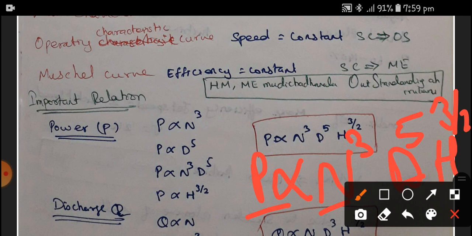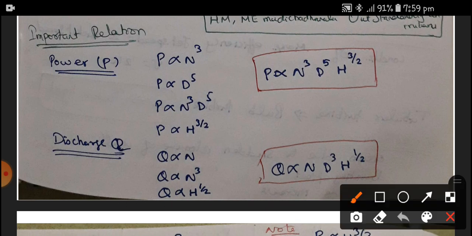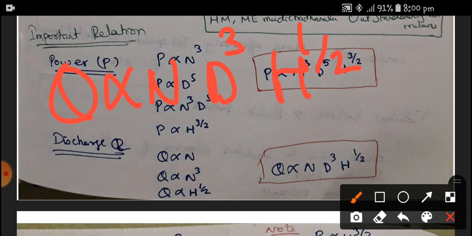This you have to understand. If the diameter of the wheel is increased by 2 times, the power is increased by 32 times. If the speed is increased by 2 times, the power is increased by 8 times. You have to notice this. This is the important relation, please make a note. The discharge is directly proportional to speed, directly proportional to the third power of the diameter, and directly proportional to the square root of H.